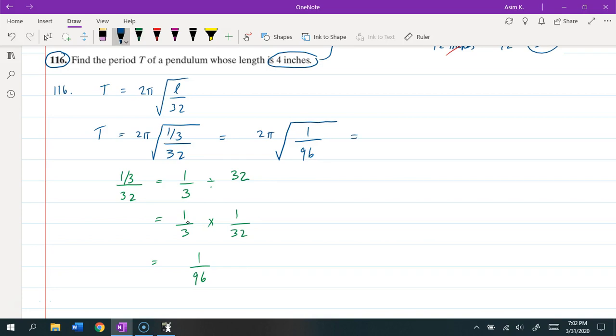Now, going back to a little rule that I taught you earlier, the root of 1 over 96 can be written as the root of 1 over the root of 96. Yes, you can split things up in algebra. If they both have the same root and they're a fraction, you can split them up like this, right? The reason why you would want to do that is because the root of 1 is a simple answer. It's simply 1, so you can leave that as a 2 pi. And the root of 96, you need to go ahead and find what is the root of 96, right?